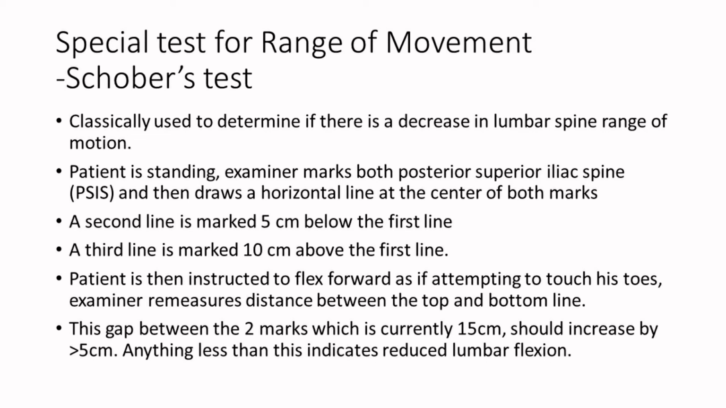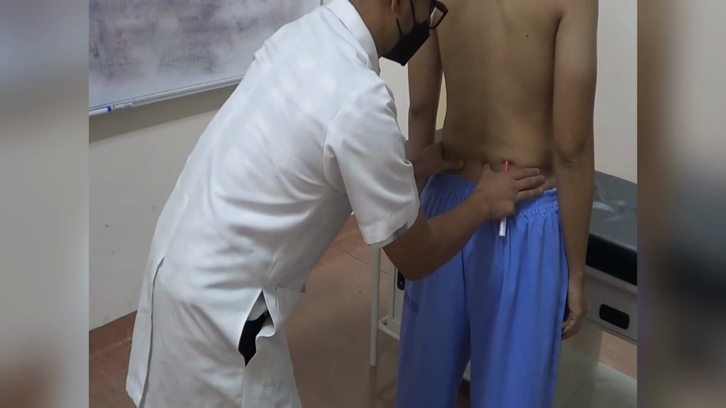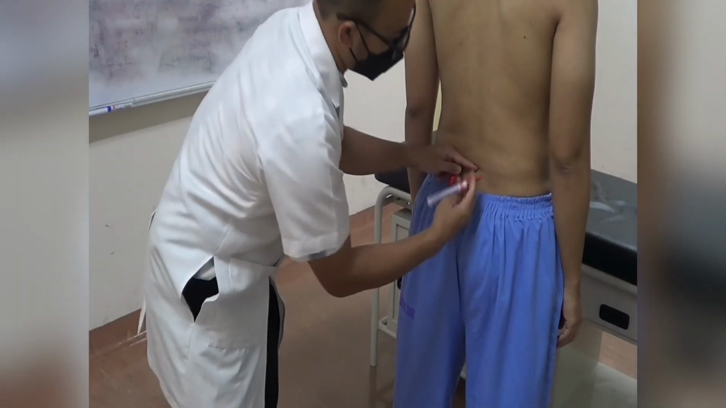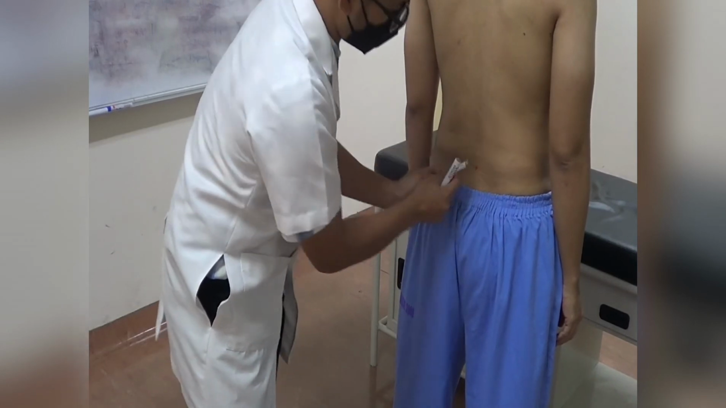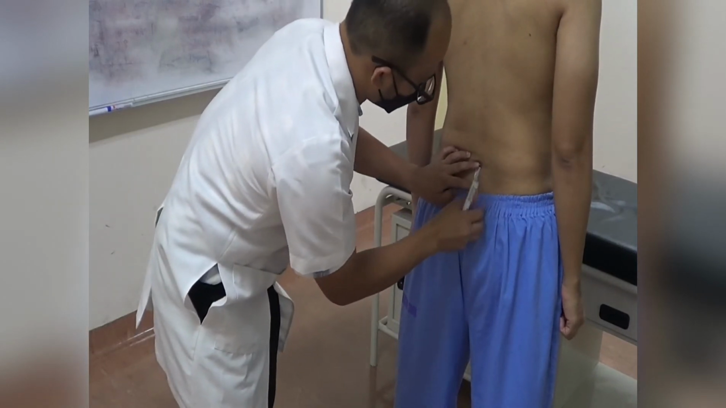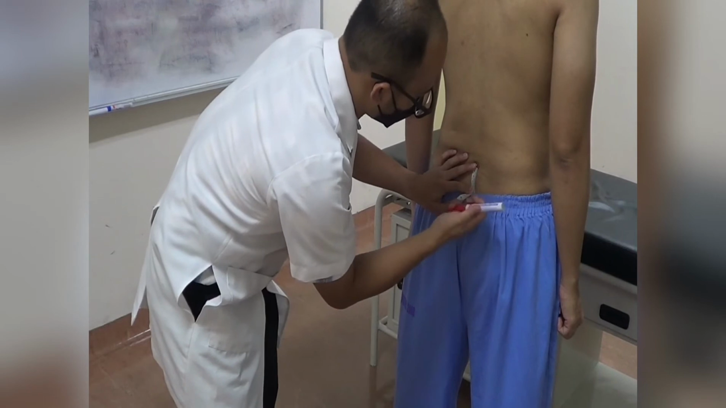Patient is standing. Examiner marks both posterior superior iliac spine and then draws a horizontal line at the center of both marks. A second line is marked 5 cm below the first line. A third line is marked 10 cm above the first line.